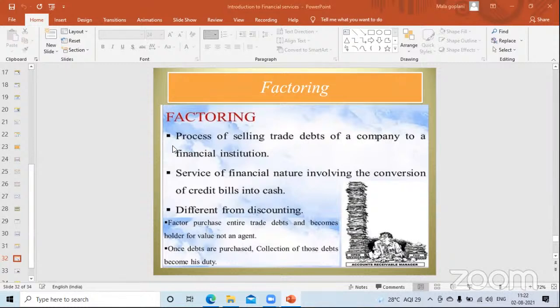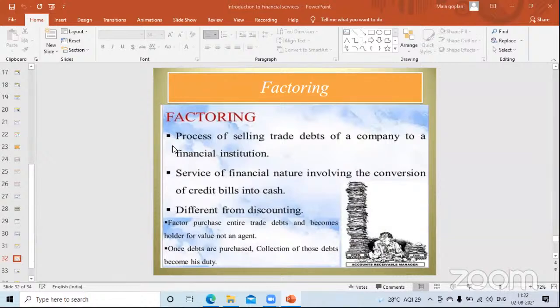Now, factoring. Factoring is a process of selling trade debts of the company to financial institutions. Already you know what factoring is. I told you about bills discounting. Bills discounting is just one bill that I take to the bank, and the bank gives me the whole amount of cash after deducting the discount. Now the bank will be responsible to collect the money from my customer. That is known as bills discounting.